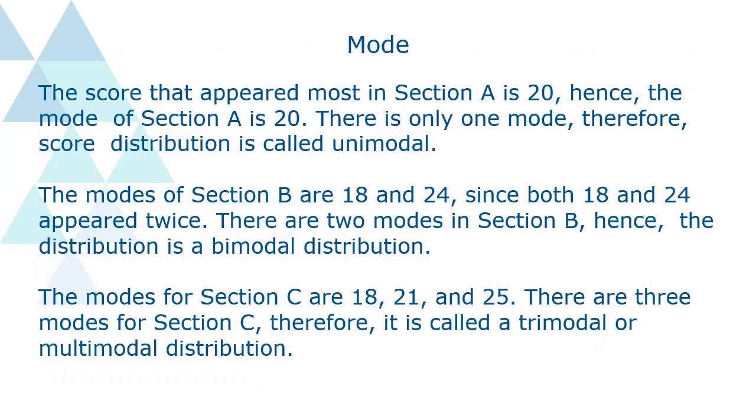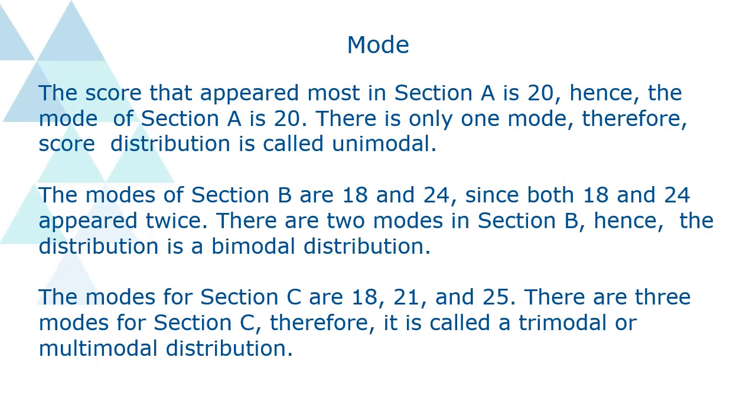Now let us look at the solution for the previous slide. Here in series A, the score that appeared most in section A is 20. Hence the mode of section A is 20. There is only one mode. Therefore, the score distribution is called unimodal.